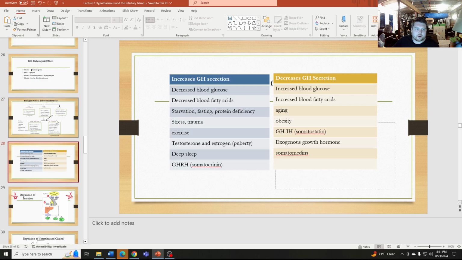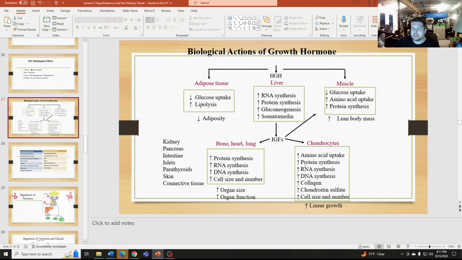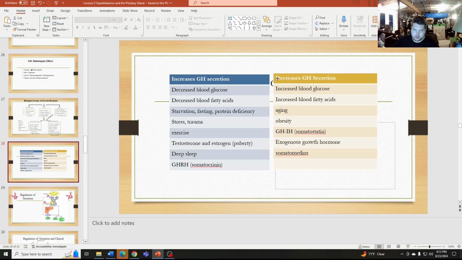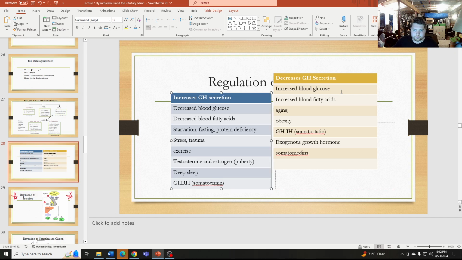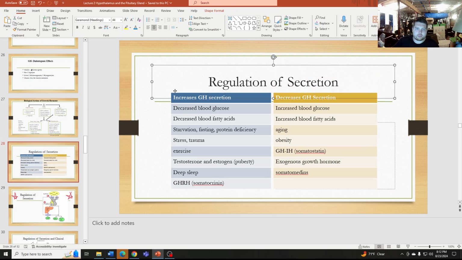What you'll be asked as far as questions, you'll be asked a lot about glucose and insulin type factors. When we get an increasing growth hormone secretion, that decreases the blood glucose and decreases the blood fatty acids. It's more of a starvation, fasting, protein deficiency type environment. We increase our testosterone and estrogen, like in puberty. You can tend to get deeper sleep.